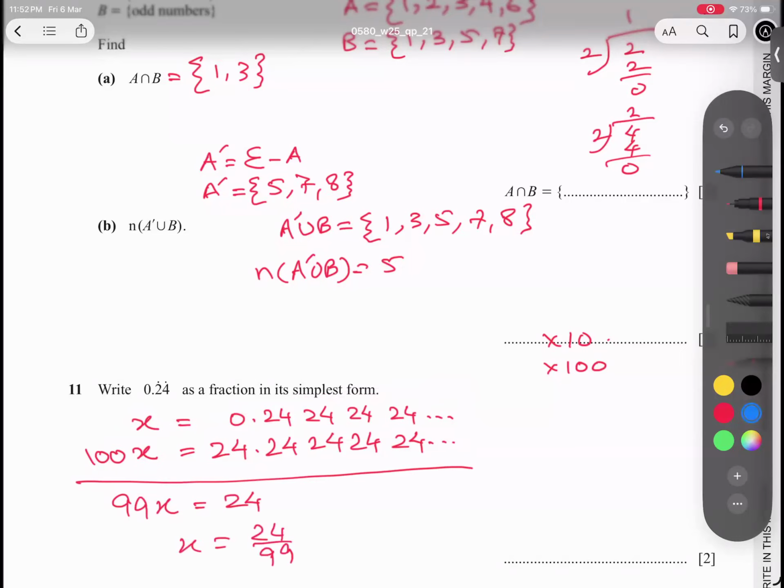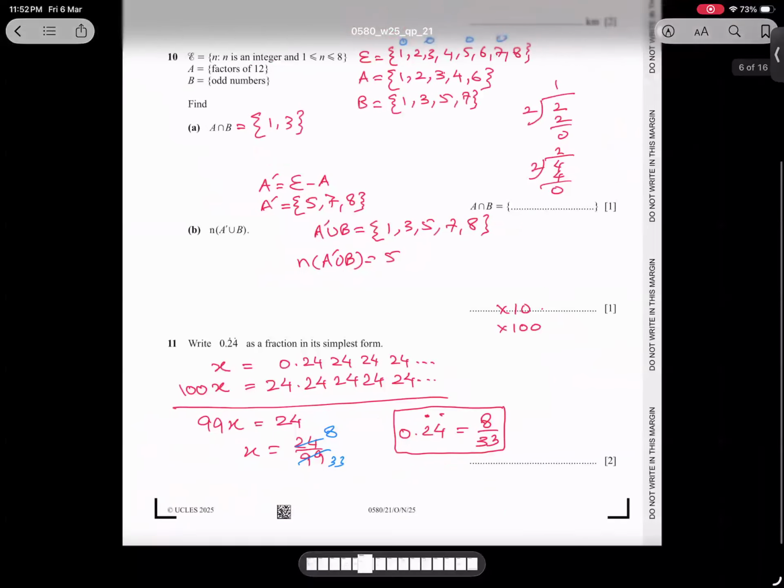Table of 3, 3 eights are 24, 3 tens are 30. So I think you understood. So 0.24 with the double dot on it is equal to 8 over 33. I hope the concept is very clear.